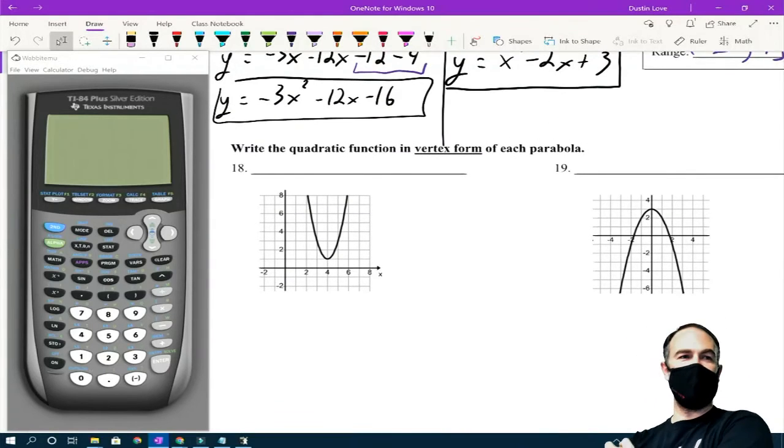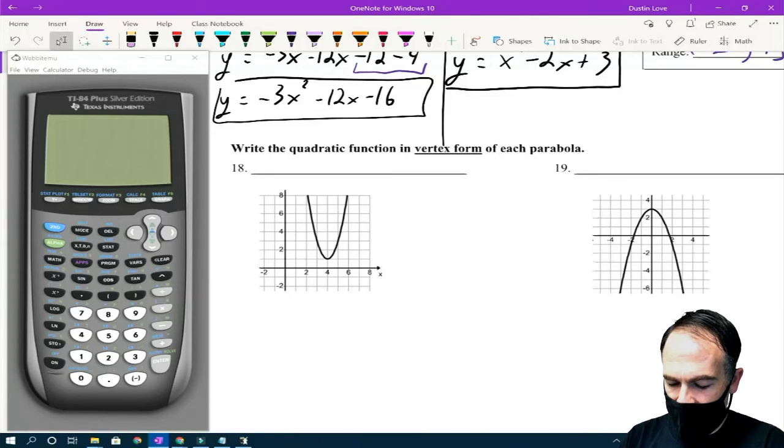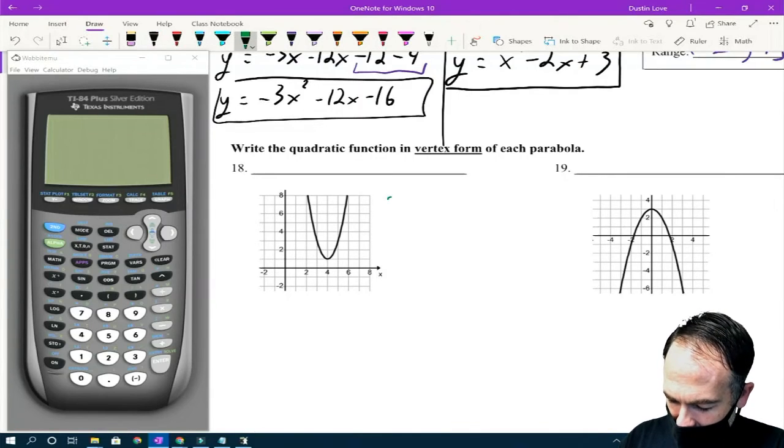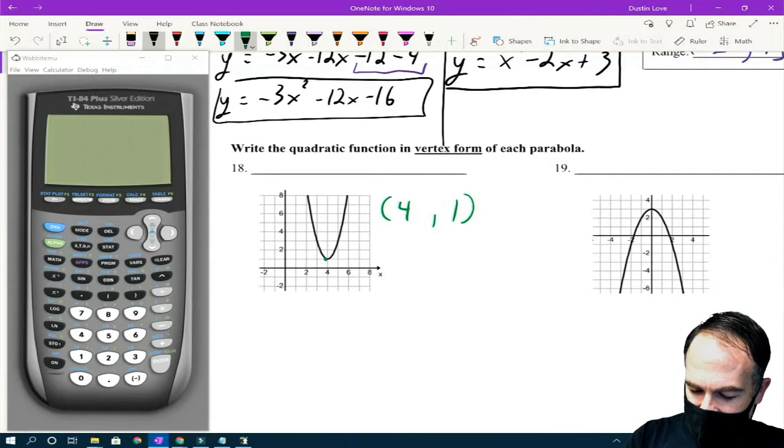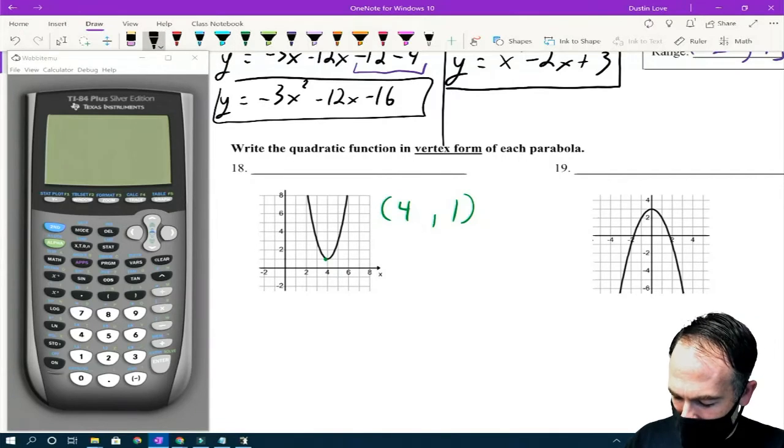Write the quadratic in vertex form. So first off, we're going to locate our vertex, which is right here. Vertex is at 4, 1. We also need to identify our a value. Now remember that the way we identify a, we've got our XY chart that we're using all the time here.